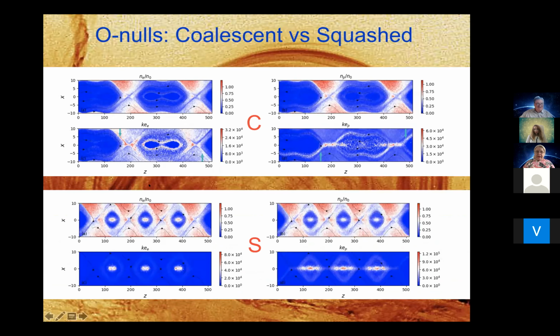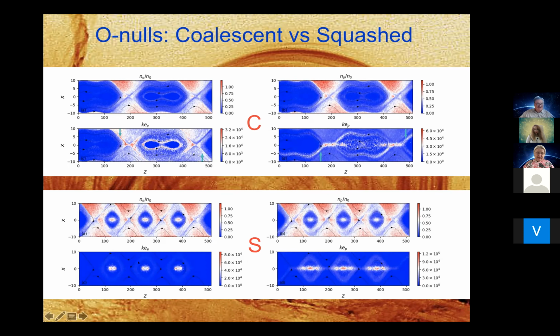If you compare the coalescent island, the top, and the bottom is the squashed island. In a squashed island, the ratio of the vertical size to the horizontal size is smaller, so the vertical size is smaller, and it turns out that they are much more effective accelerators. And what is happening in the Squashed Island is that we can effectively accelerate protons, which are accelerated close to the Squashed Island axis, like here, shown on the bottom plots.